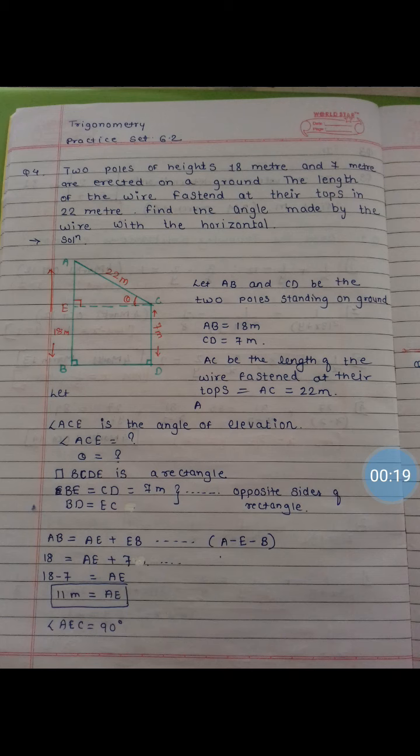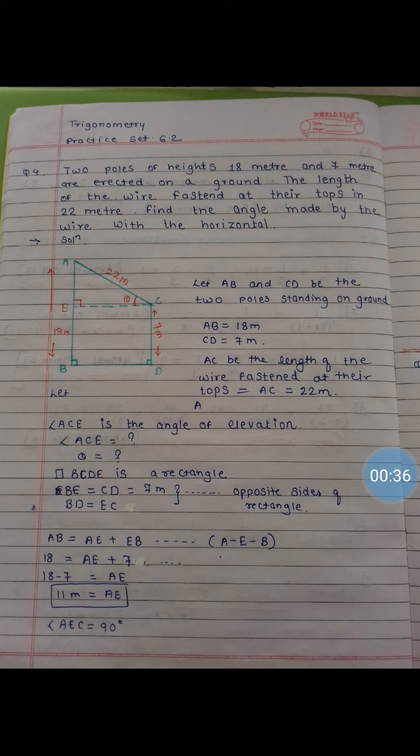So here question number 4 is what given. The two poles of height 18 meters and 7 meters are erected on the ground. The length of the wire fastened at their tops is 22 meters. Find the angle made by the wire with the horizontal.